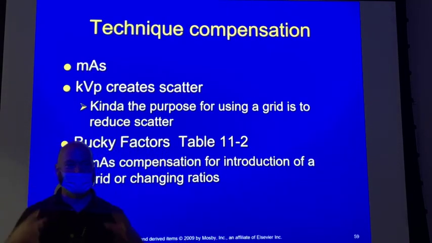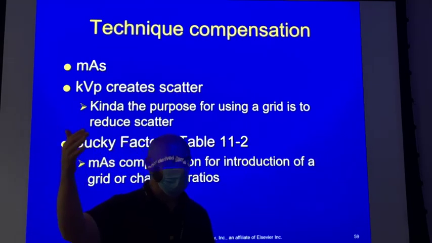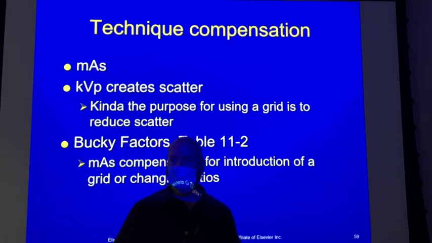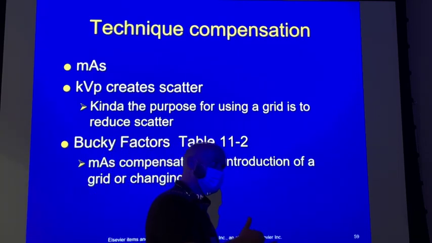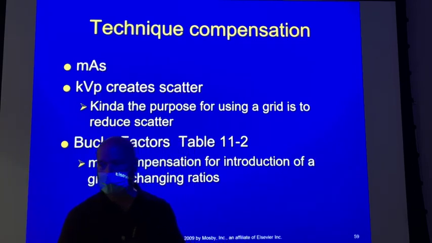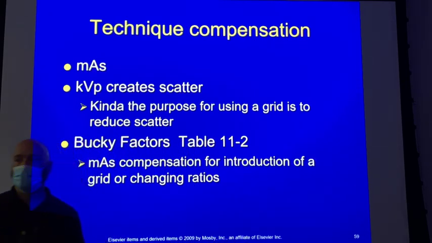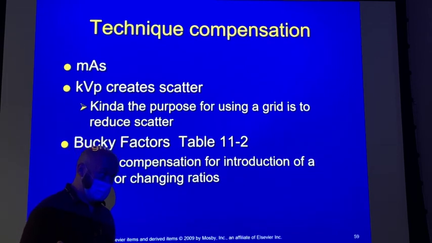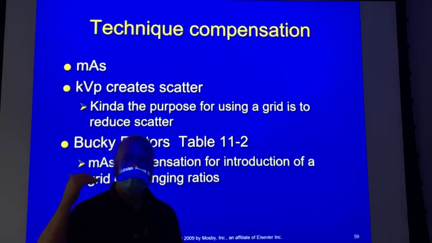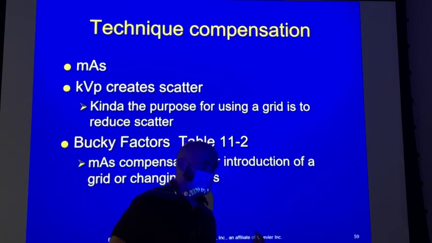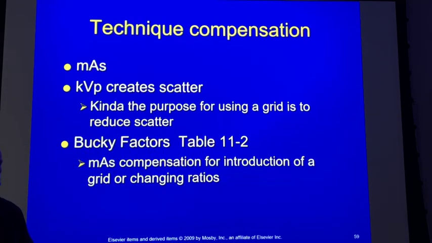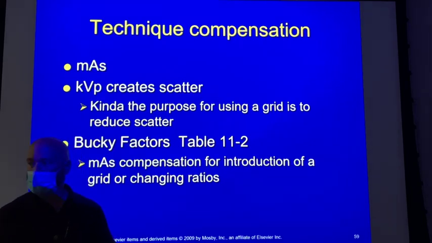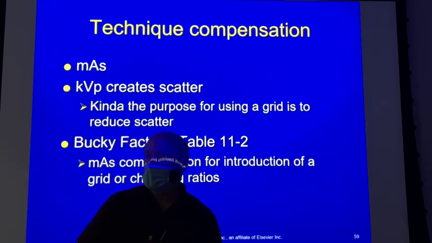So as you increase kVp, you create more scatter radiation. More scatter radiation available to be absorbed is going to affect how much is absorbed. Does that make sense? So as you increase your kVp, you increase the amount of scatter radiation you create, and with the increase in the amount of scatter radiation, you're going to absorb more scatter, and therefore you need to increase your mass to compensate for it. So you have to increase your mass whenever there's a lot of scatter.